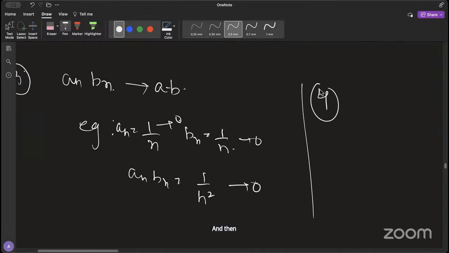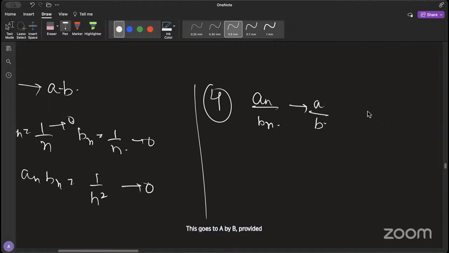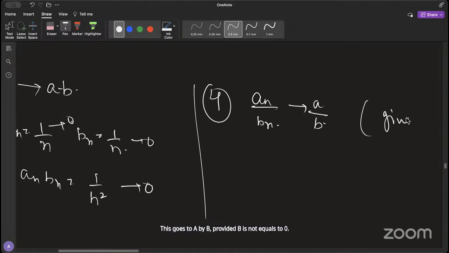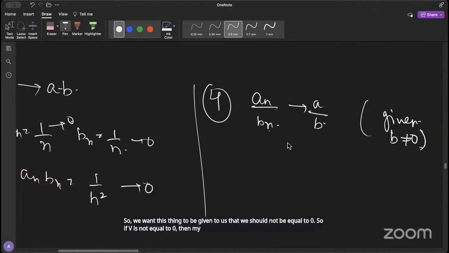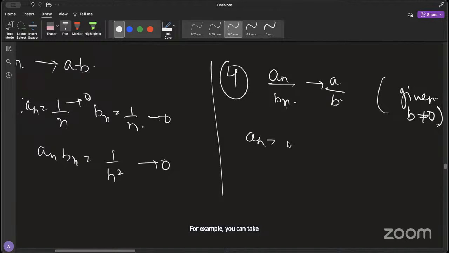And then the fourth one is An by Bn. This goes to A by B, provided B is not equal to 0. So we want it to be given to us that B should not be equal to 0. If B is not equal to 0, then my An by Bn sequence is going to A by B. For example, you can take An to be 1 by n plus 1, Bn to be n.